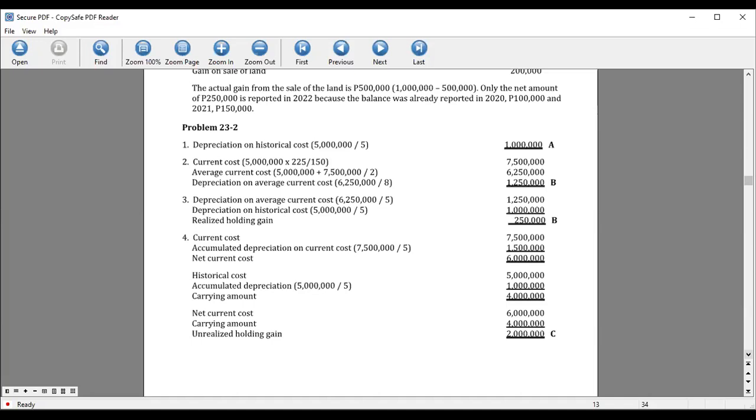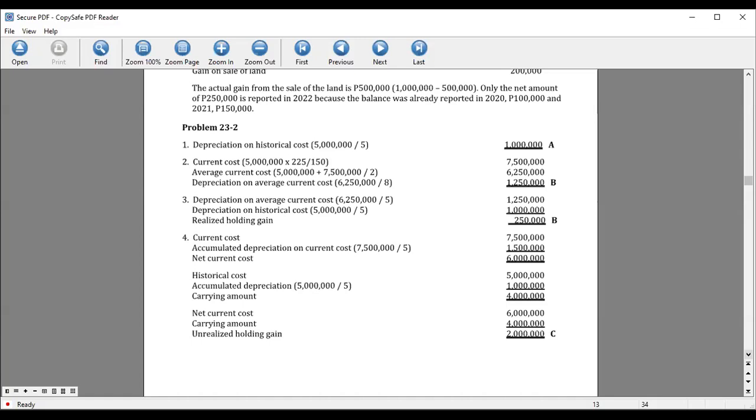Now, what is the realized holding gain on the equipment to be reported in 2020? Depreciation on average current cost is 1,250,000, depreciation on historical cost is 1 million. So we have the realized holding gain equal to 250,000.